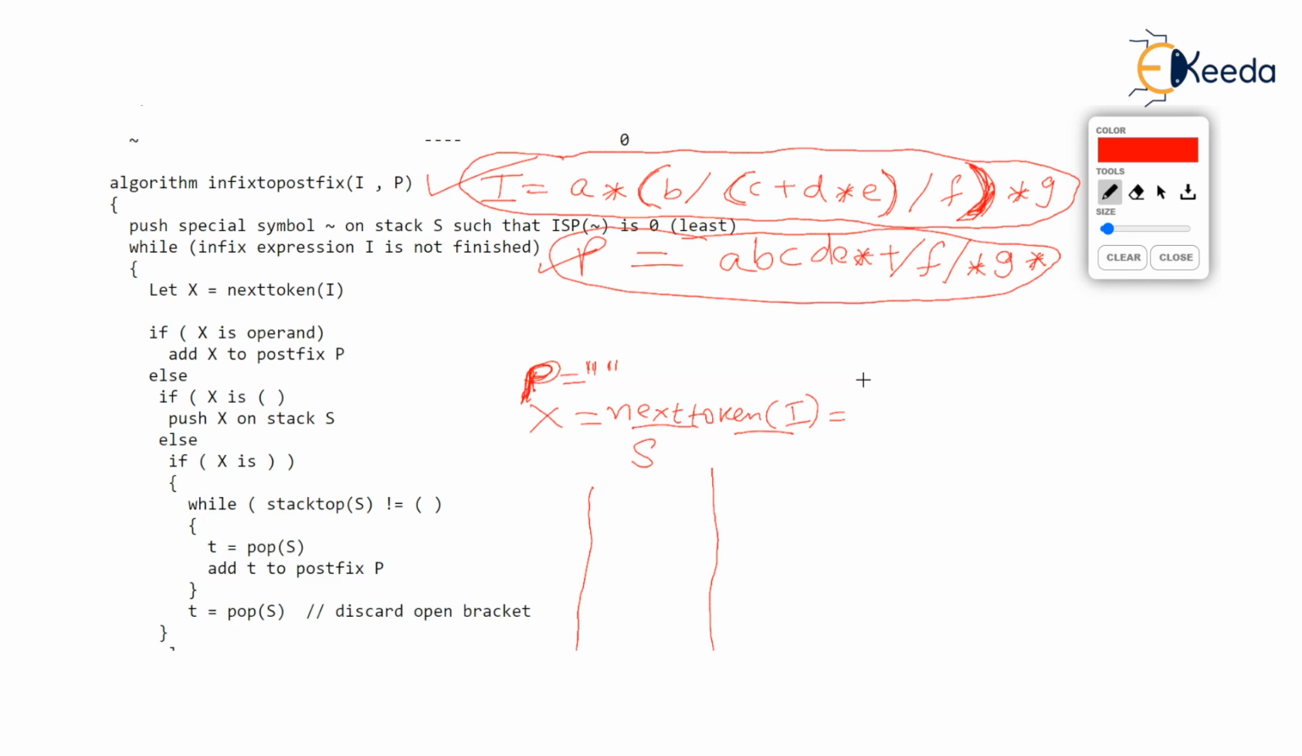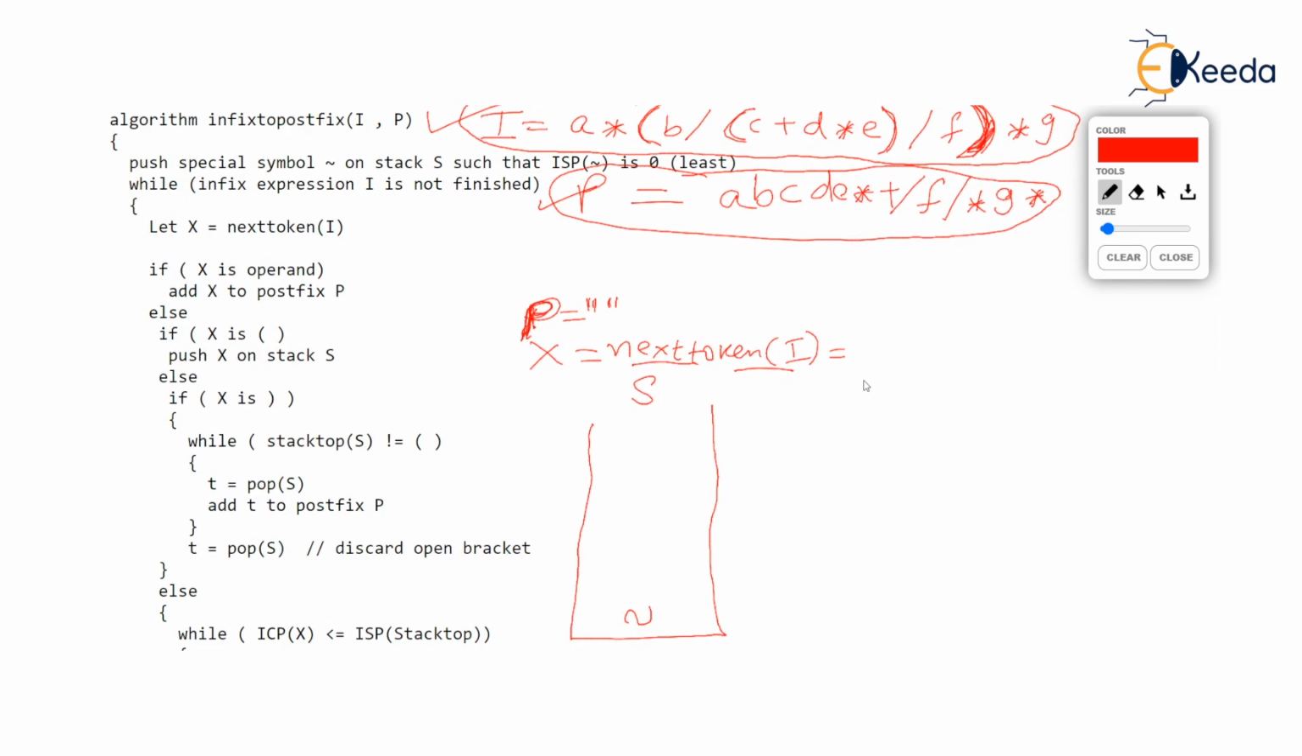Left to right, we are going to scan, and every time we will get a symbol that is a token and store it in X. And S is the stack, which is initially empty. Initially it is vacant. So this is an empty stack. Let's start the algorithm now. The algorithm infix to postfix, check this, is going to take infix and empty postfix. P is empty right now.